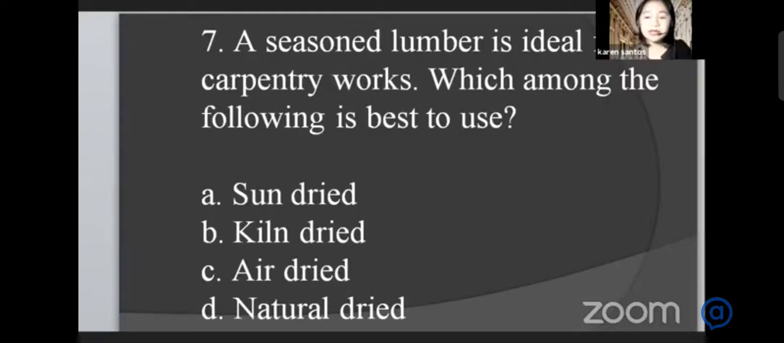Okay, a seasoned lumber is ideal for carpentry works. Which among the following is best to use? A, sun-dried; B, kiln-dried; C, air-dried; D, natural-dried. Again, a seasoned lumber is ideal for carpentry works. Which among the following is best to use? A, sun-dried; B, kiln-dried; C, air-dried; and D, natural-dried.